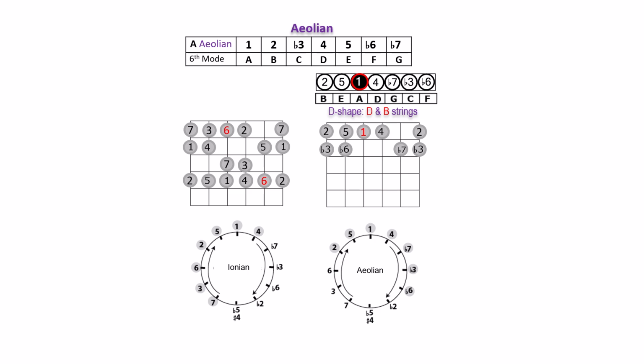The major second relationship between the D and E strings places 1 and 2 on the same fret. Moving up a tritone from flat 6 to 2 repeats the fourths closest to the B string root in the D shape.